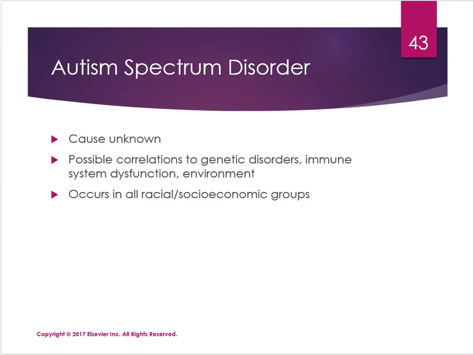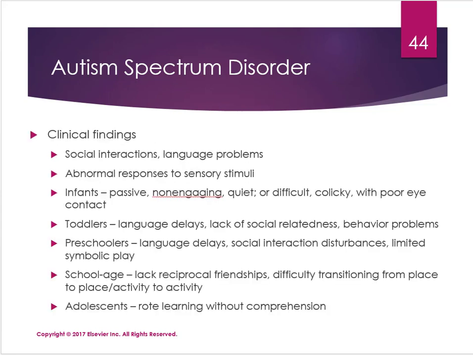The causes of autism spectrum disorder are unknown. There are possible correlations to genetic disorders, immune system dysfunctions, and the environment. It can occur in all racial and socioeconomic groups. Clinical findings include concerns in social interactions and noted language problems. There can be an abnormal response to sensory stimuli. In infants, you may notice a passive, non-engaging infant, quiet or difficult. It could be colicky, with poor eye contact.